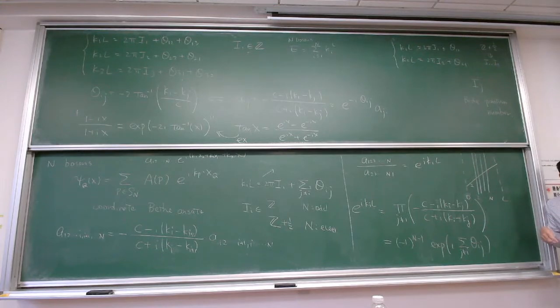Any question? So this is the coordinate Bethe-Ansatz equation for one-dimensional bosons with a delta function. Any questions so far? And then we will move on to the Heisenberg spin chain from now.